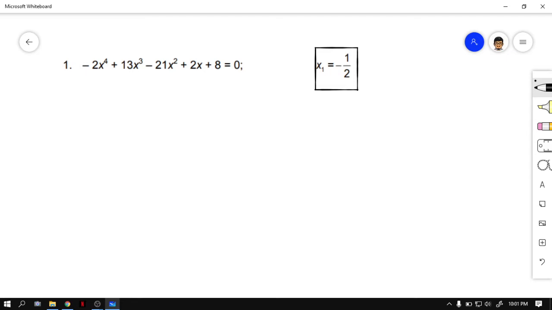And since it is a fraction, I think it is much better to deal with it using synthetic division. So let's use synthetic division.